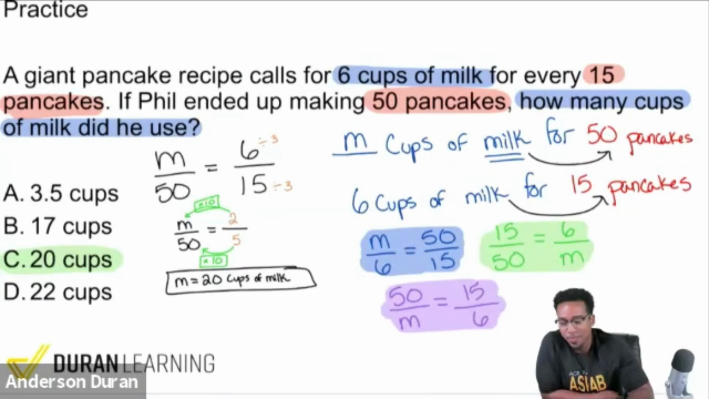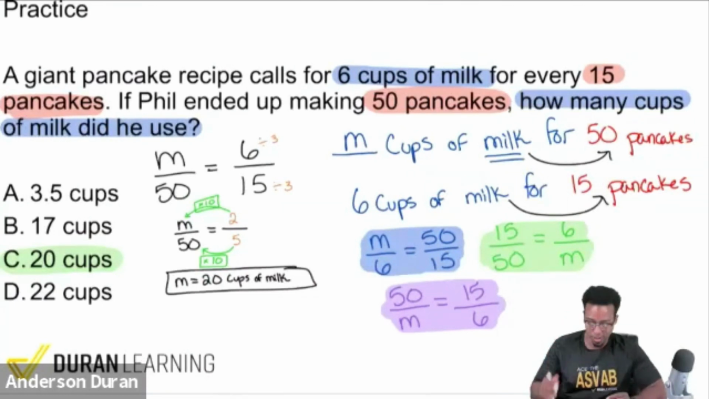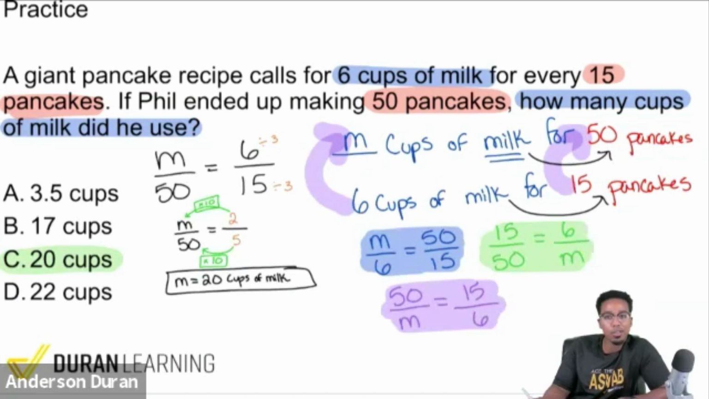Maya, what's up, girl? I set mine up 6 over x equals 15 over 50, but I get lost on the simplifying step. I'll show you right here. So look at this right here, Maya. You went 6 to the answer x, 15 to 50. Notice how you compared the same things in the same way? Yes, bottom to top, bottom to top. You're good. You got it.